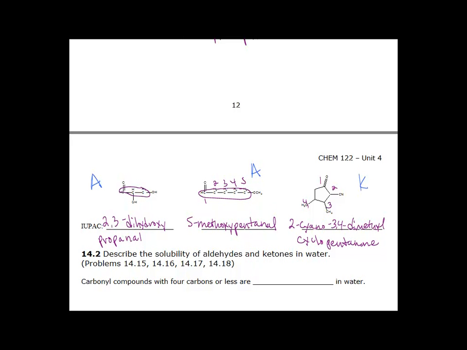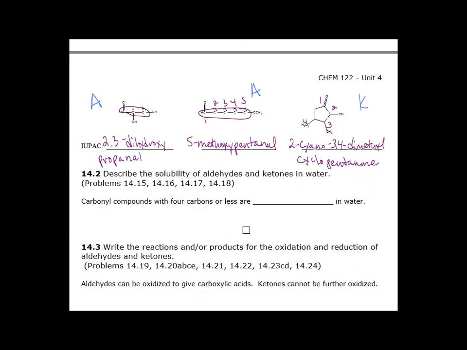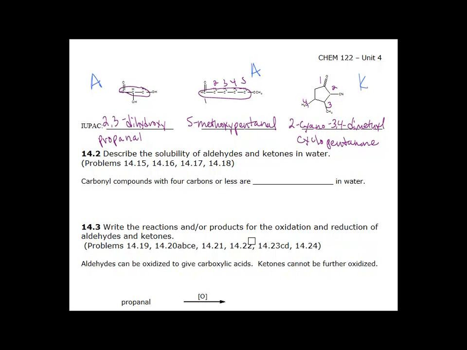So remember that ethers are named with prefixes. So it's 5-methoxypentanal. And then the last structure is 2-cyano-3,4-dimethylcyclopentanone. So we've been talking about aldehydes and ketones, and they are carbonyl compounds. So it turns out that carbonyl compounds with 4 carbons or less are soluble in water. And so we'll see this in lab when we deal with aldehydes and ketones.